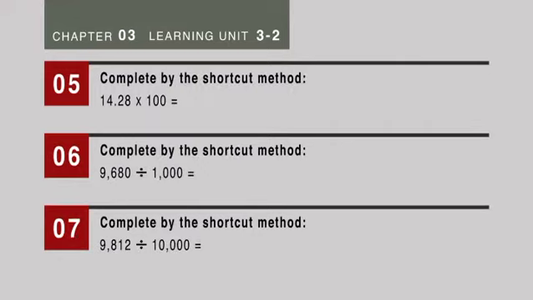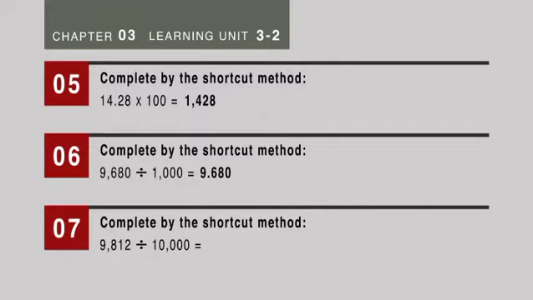In question 5, complete by the shortcut method. So in question 5, when you multiply, you're going to move it what? 2 places over to the right because of the zeros, giving you 1428. In question 6, 9680 divided by 1,000 means you're going to move the decimal what? 3 places to the left. When you divide, you move to the left. Or in this case, 9.680.